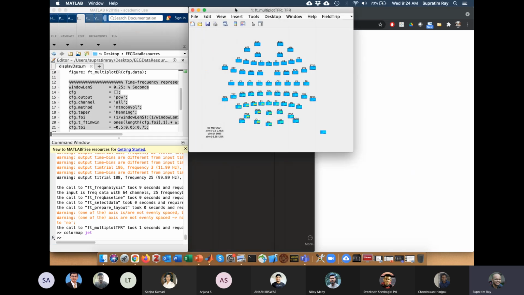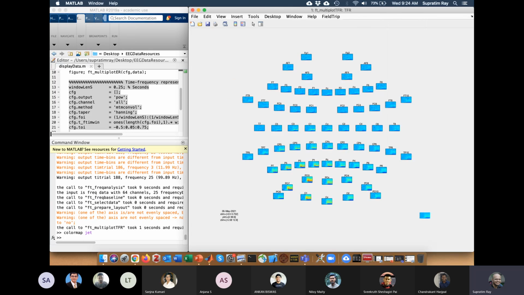Can you guys see the screen? Are the plots visible enough? Can you please zoom it a bit?